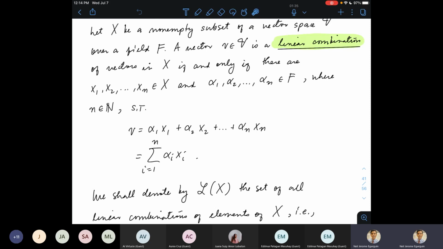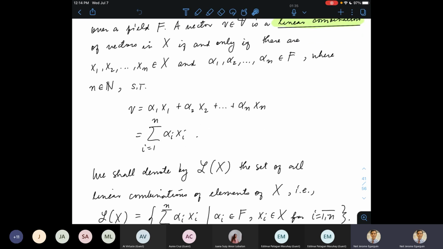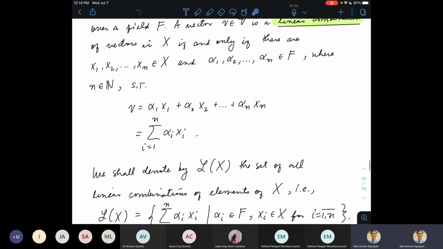Right. Just be clear here, when you say a linear combination, it doesn't matter how many elements of the non-empty set X you gather in order to express V in this form, as long as the number of addends is finite. So that means it doesn't matter what n is, as long as it is finite. So there are some vectors that can be written as only using one element of X, using two elements of X, and so on. N is not fixed, all right?